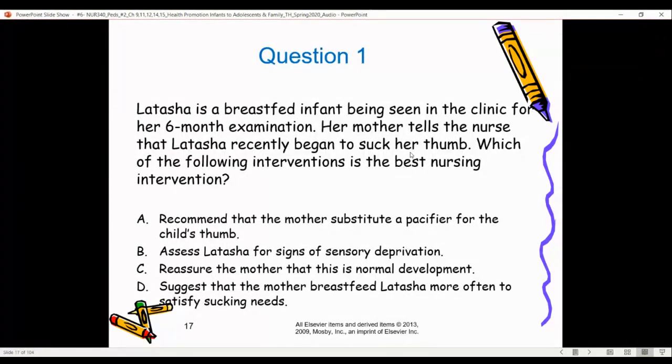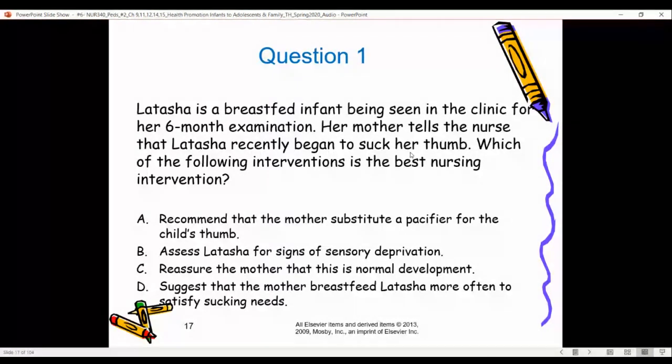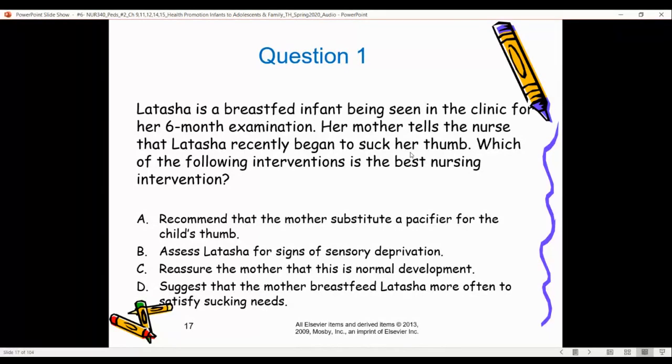Latasha is a breastfed infant being seen at the clinic for her 6-month exam. Her mother tells the nurse that Latasha recently began to suck her thumb. Which of the following interventions is the best nursing intervention? Recommend that the mother substitute a pacifier for the child's thumb. Assess Latasha for signs of sensory deprivation. Reassure the mother that this is normal development, or suggest that the mother breastfeed Latasha more often to satisfy sucking needs.